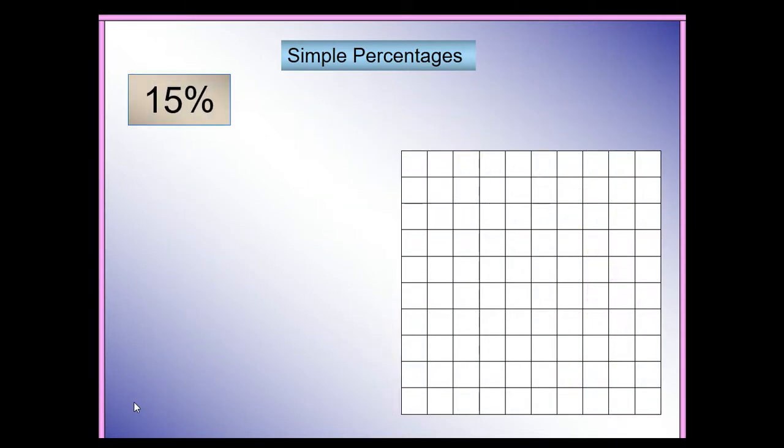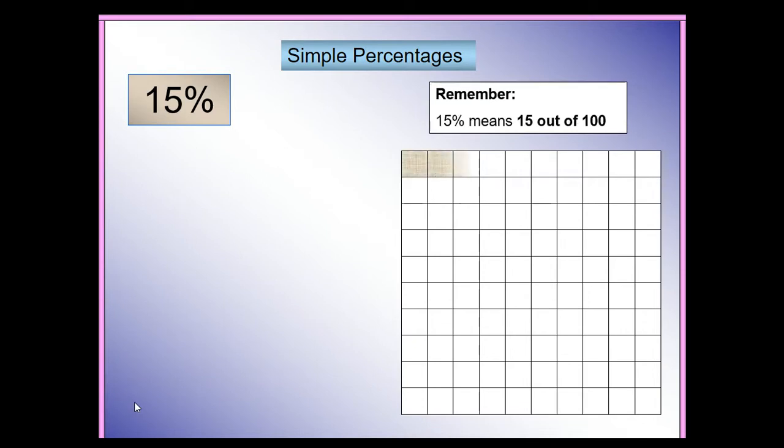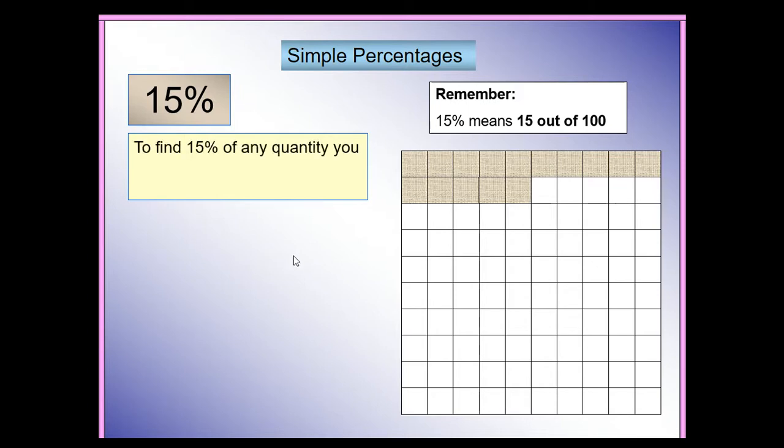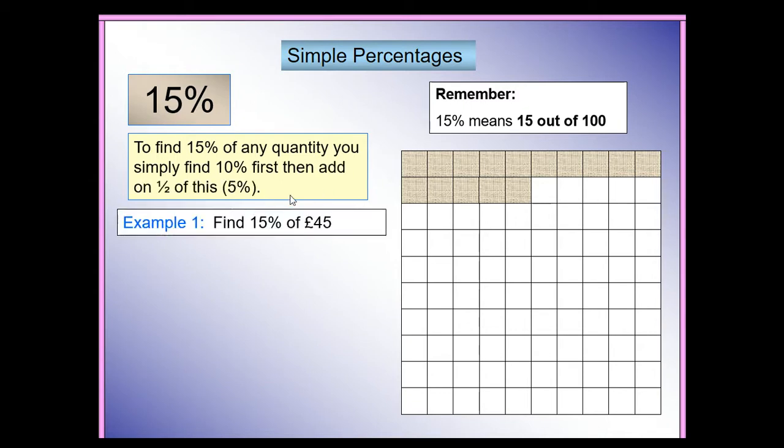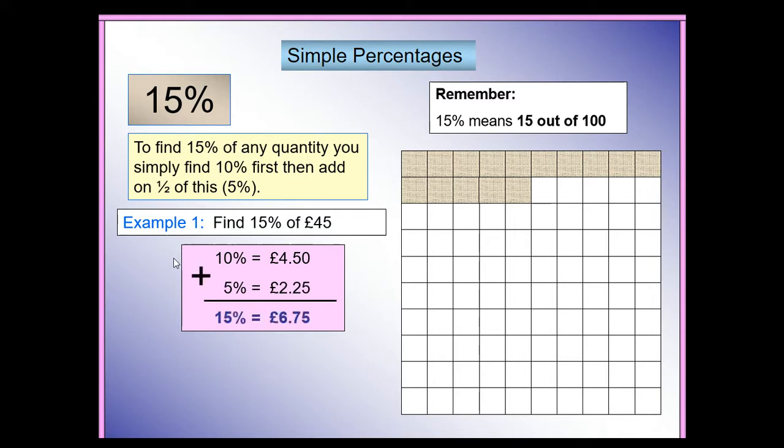What about 15% then? Well, if we know that 10% is a tenth, how on earth do we get 15% easily? It's not that easy, but it's not that difficult either, because if you know 10%, 5% is half of 10%. So to find this, what we're going to do is find 10% mentally and then think about what half of this is, which is 5%. So how would you go about doing this? 10% would be dividing by 10, you get £4.50. 5% would be half of that, which is £2.25, and then collect together and we get £6.75. Now I'm saying it's mentally, but if you need to jot down the 10% and 5% figures, then you can.